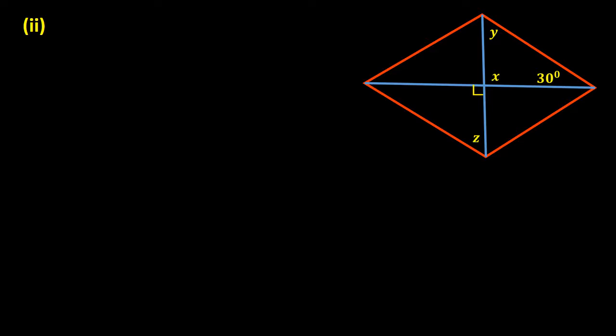Now let me solve the next question of question number 2. Here this is the given parallelogram, and this angle is given 30 degree, this angle is x, this angle is y, and this angle is z, and this symbol stands for 90 degree. You can see here clearly that x and 90 degree are vertically opposite angles. And we already know that the vertically opposite angles are equal in measure. So this angle x is also 90 degree.